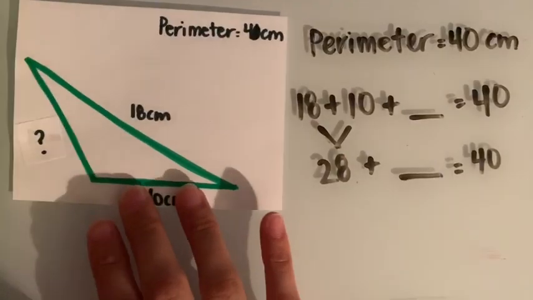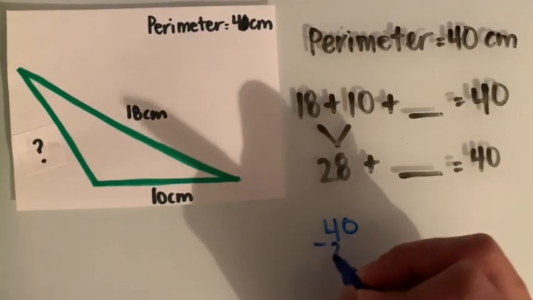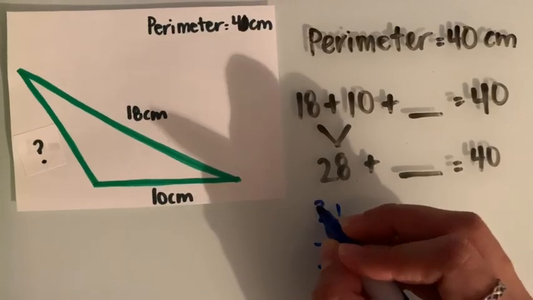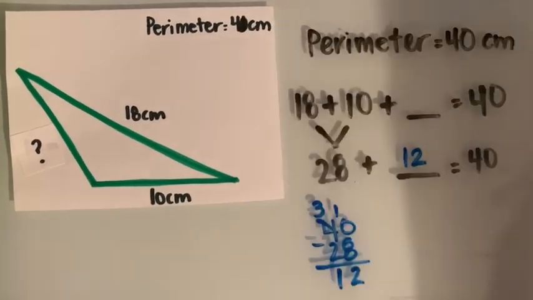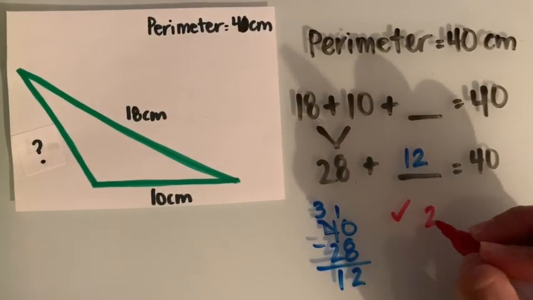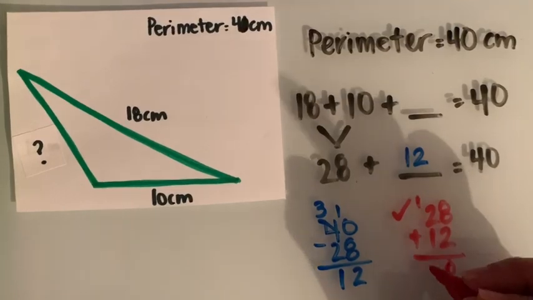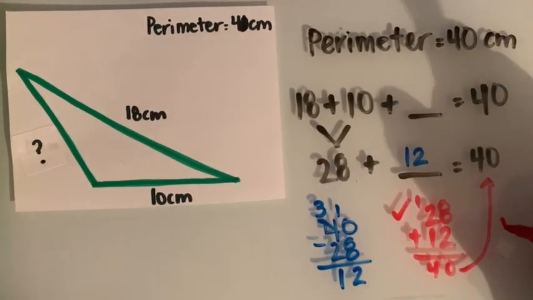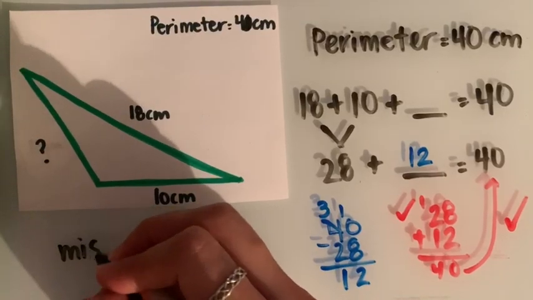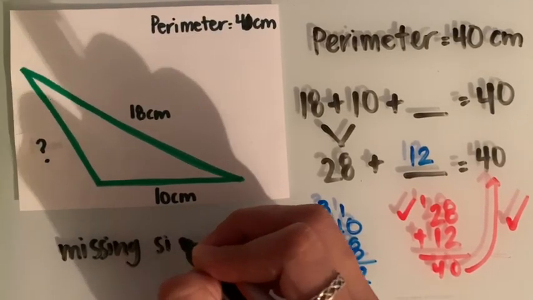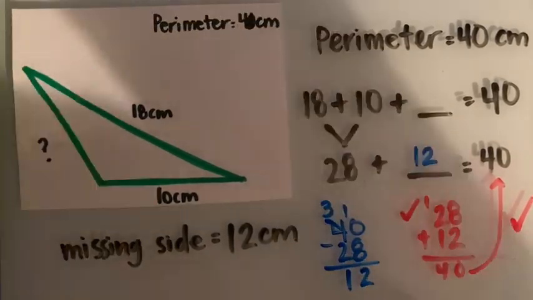In this case, I am going to be subtracting 40 minus 28, and that shows us our answer, which is 12. So our missing side is going to be 12 centimeters. I'm checking my answer just to make sure it's correct. 28 plus 12 is in fact 40. So like I said, our missing side is 12 centimeters.